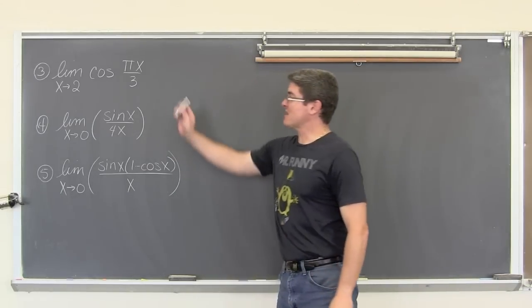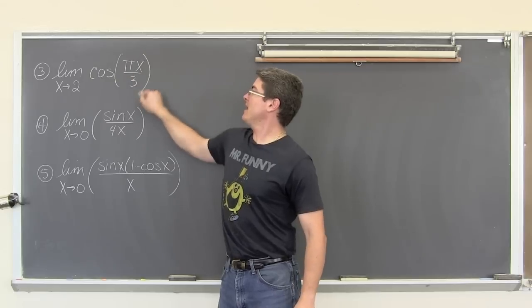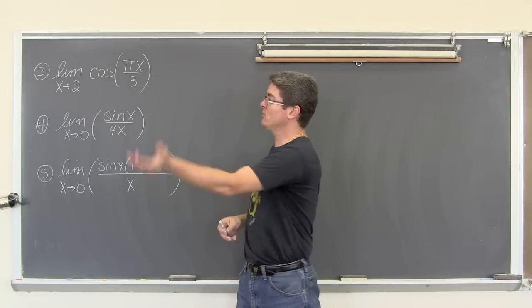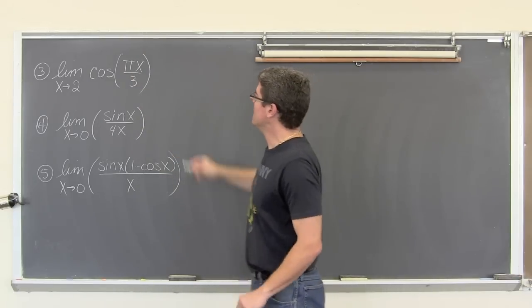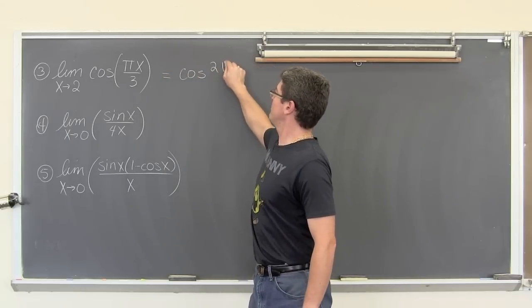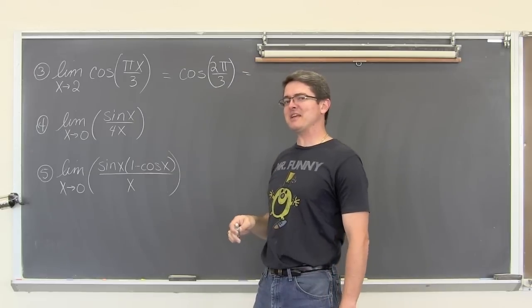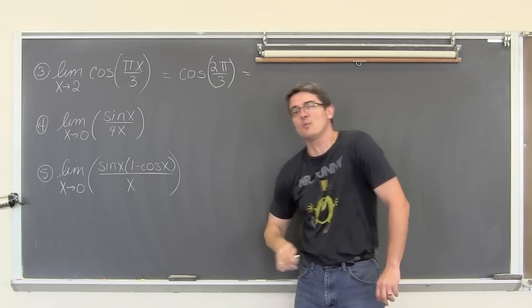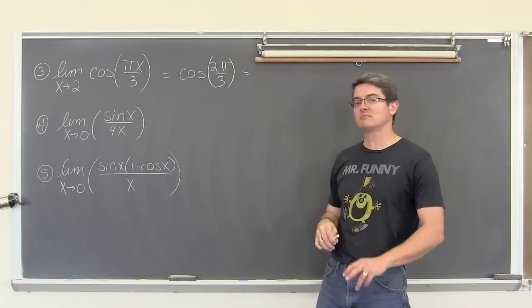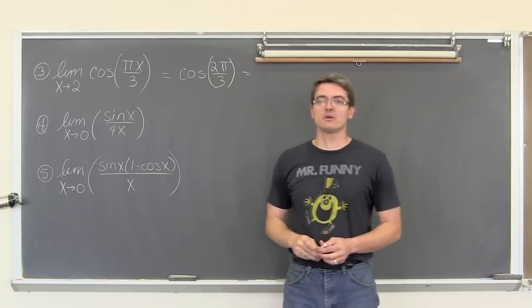We've got the limit as x approaches 2 of the cosine of pi x over 3. So we should be able to just take the 2 and plug it in. So that becomes the cosine of 2 pi over 3. Did you get that unit circle from pre-calculus? I hope so. I know my students have, and I quizzed them on it to death. The cosine of 2 pi over 3.